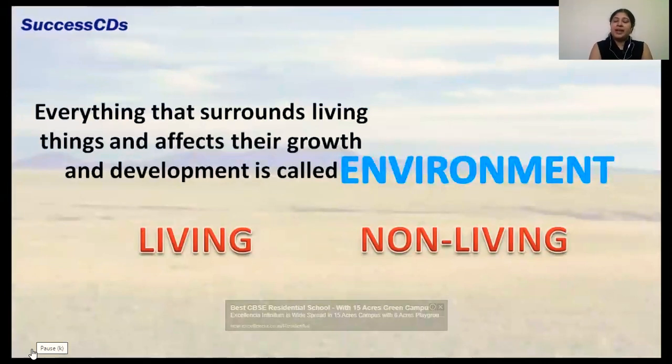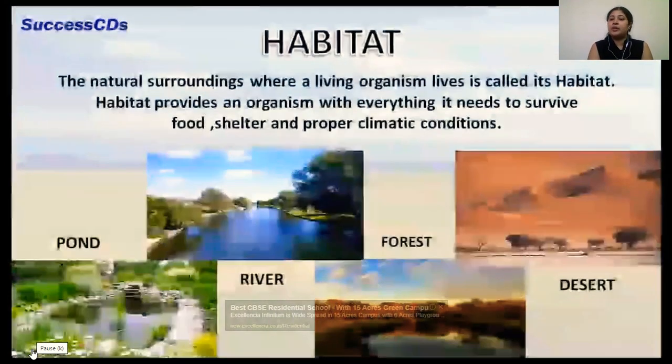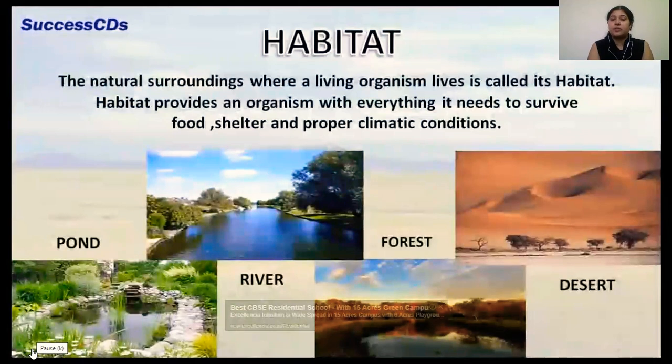Now, what do we mean by an environment? Environment is everything that surrounds the organism, which affects their growth and development. Environment can be of two types. It consists of two components, living and non-living.